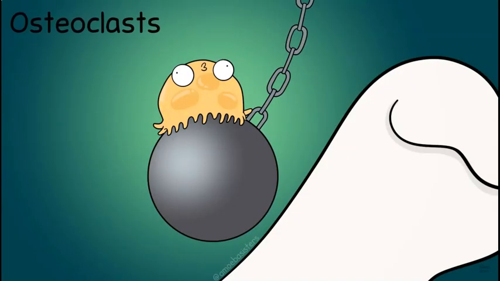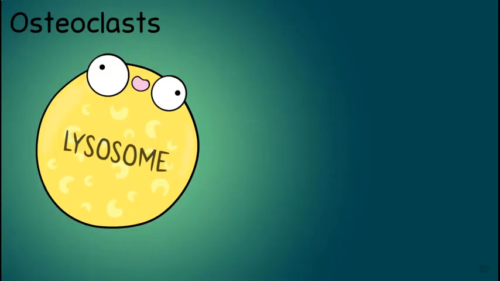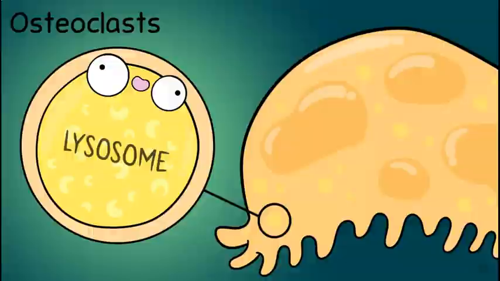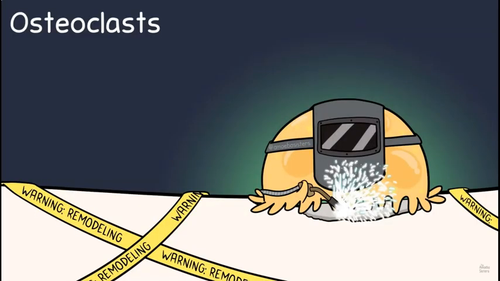Osteoclast. These cells actually break down bone structure, and the way they do it is cool. Remember the organelles called lysosomes? Well, osteoclasts have a lot of lysosomes. In lysosomes, there are enzymes there, and together with acids, they can help dissolve bone.